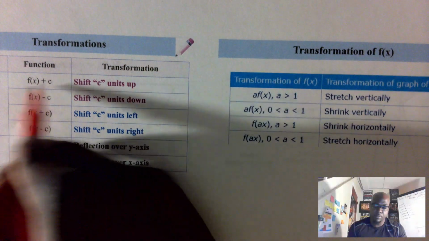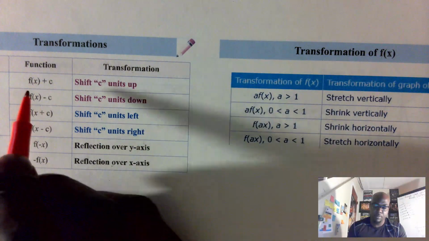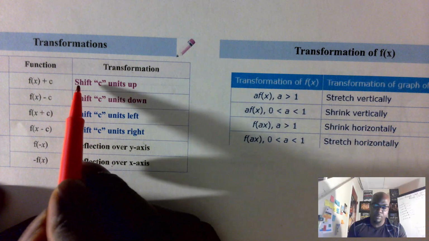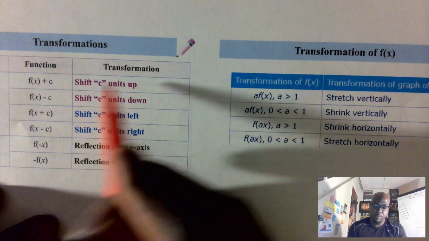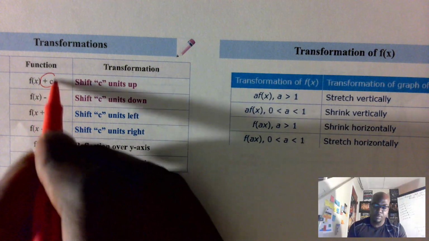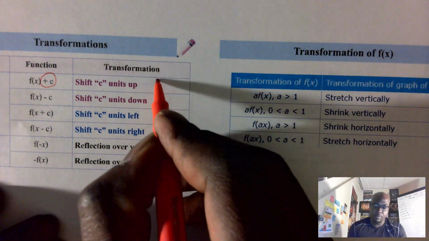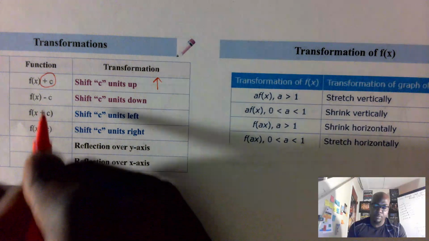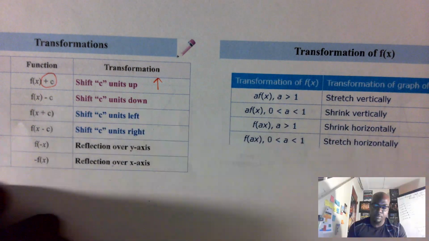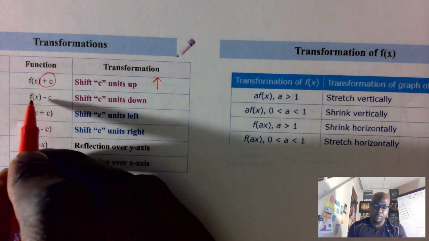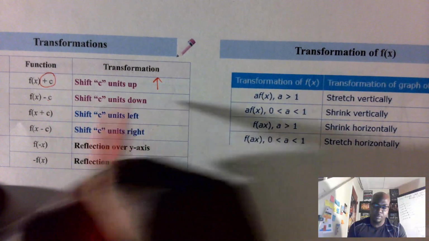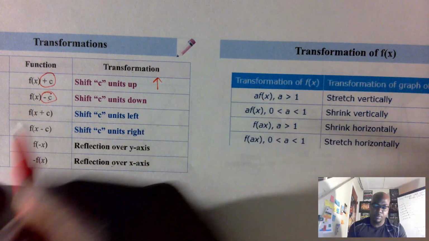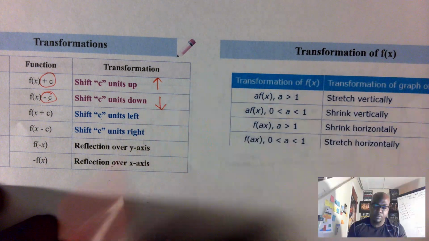What is the transformation that is happening here? Well, this is telling me that the function shifts c units up. Why? Because it's plus c. So it shifts up. All right. Now we have a translation of this function, f of x minus c. It's saying shifts c units down. Why? Because it's negative. So it shifts down.